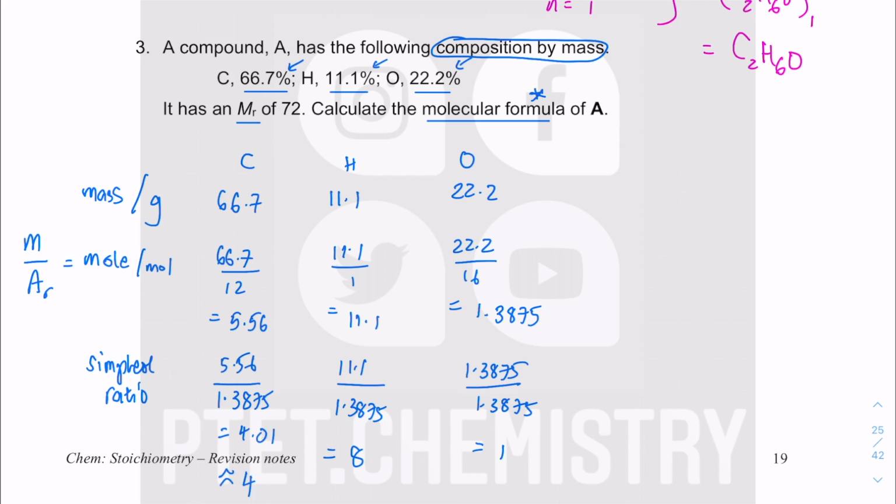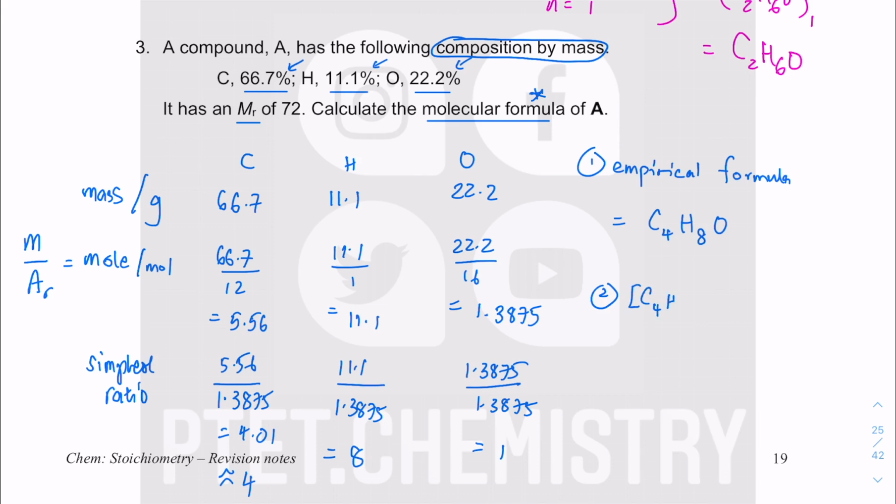I can see that my empirical formula, the simplest whole number ratio of the different atoms present in the compound, is C4H8O. But they don't want the empirical formula, they want the molecular formula.